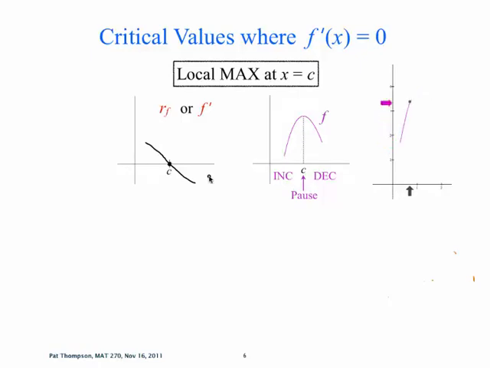So this is what the rate graph looks like for a local max. A positive rate of change, increasing accumulation. A 0 rate of change, the pause. And then a negative rate of change, decreasing.